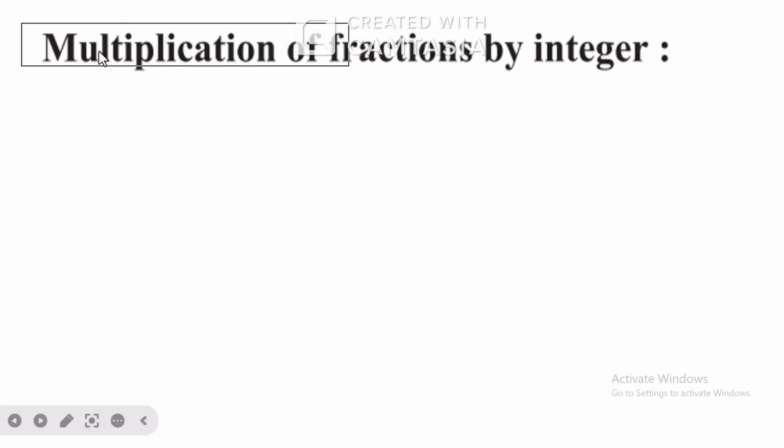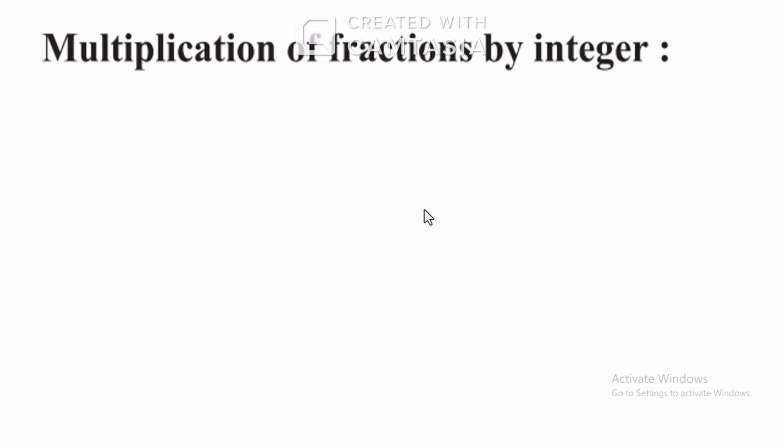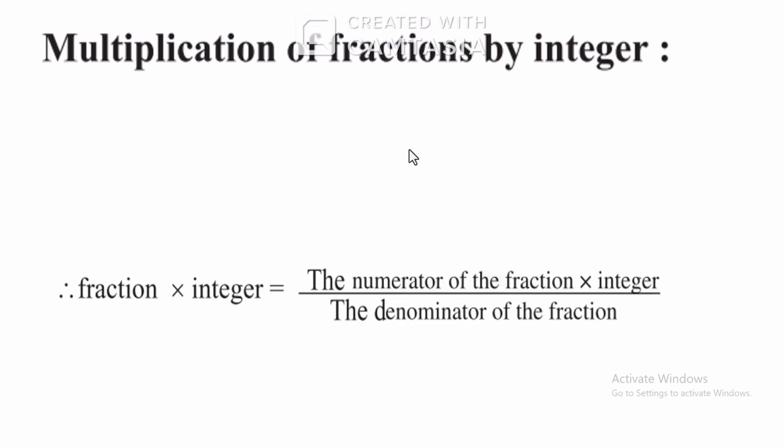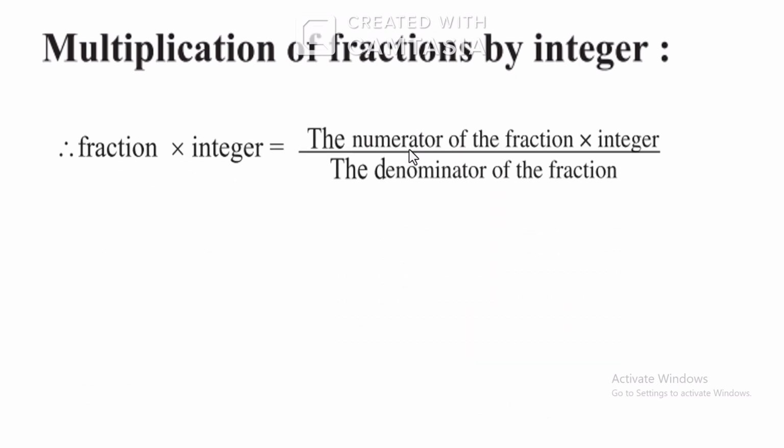Our first topic is multiplication of fractions by integer. We should remember this formula. The formula is: fraction multiplied by integer equals the numerator of the fraction multiplied by the integer, divided by the denominator of the fraction. For example, 5 by 13 multiplied by 3.